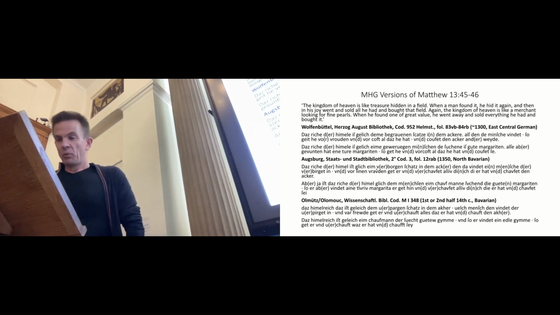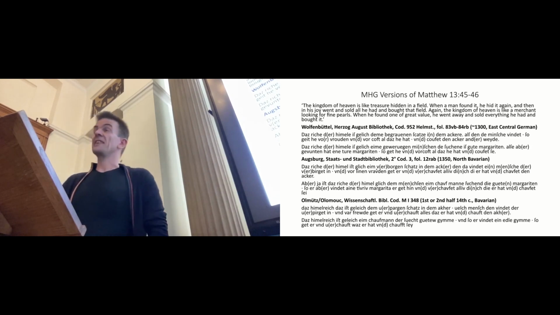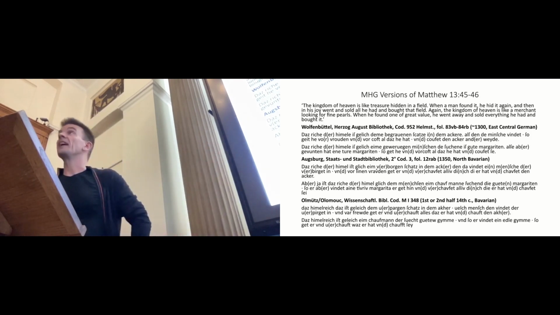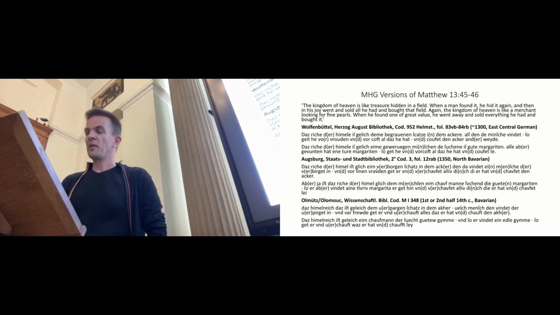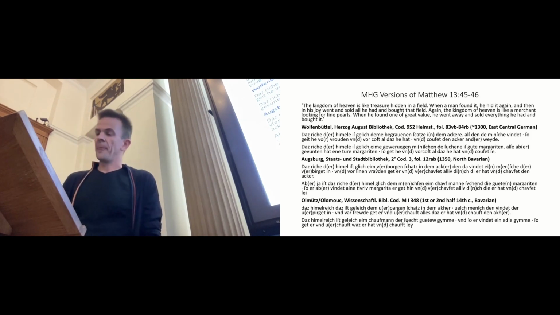Let us first begin with a few words about each of the three sources. The Wolfenbüttler Evangelista was written around the year 1300 and is of East-Central German provenance, which roughly corresponds to the area of today's federal states of Thuringia, Saxony, and the southern part of Brandenburg and Saxony-Anhalt. The Augsburg Bible can be dated precisely to the year 1350 on the basis of a scribe's note and comes from the north of the Bavarian-speaking area, roughly corresponding to today's Franconia.